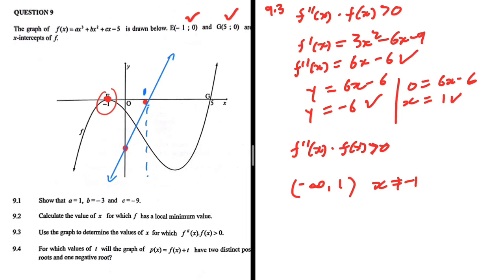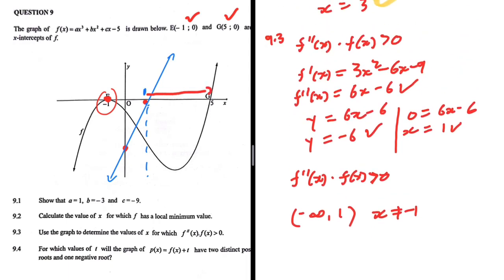Let's take a look at from 1 to positive infinity. It should be easy to see that from 1 to 5, y, or the second derivative, is positive, right? But f of x is negative from 1 to 5. So one is positive, one is negative. Our condition is not satisfied. So that cannot be part of our solution.